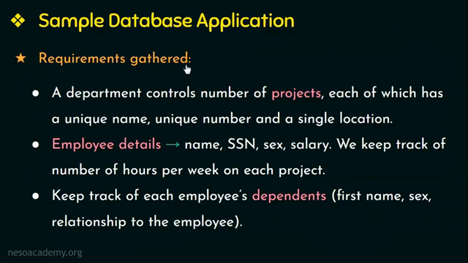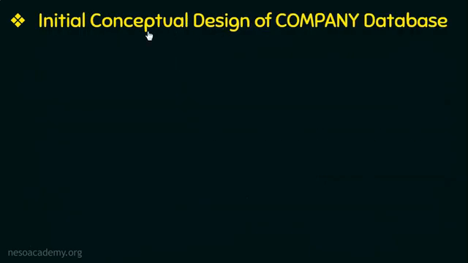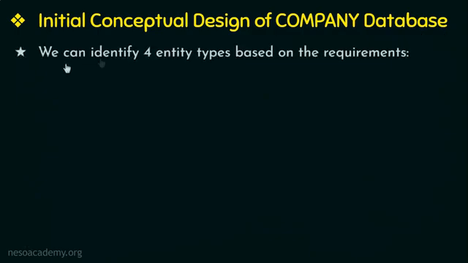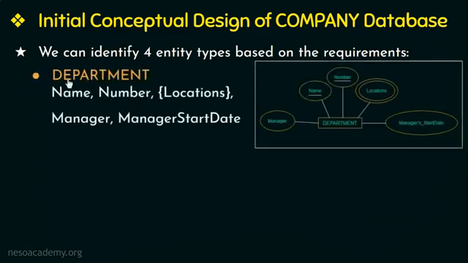The next step after collection of requirements was conceptual design. So based on the requirements that we have gathered, let us see the initial conceptual design of the company database. We can identify 4 entity types based on the requirements that we gathered. The first entity type is the department. This entity type has attributes like the department name, department number, locations, an employee who manages the department or otherwise called the manager, and the manager's start date.